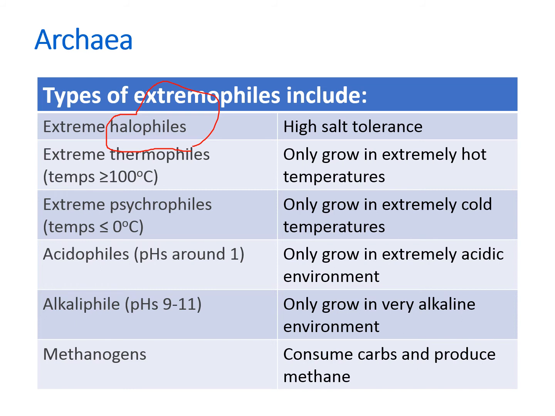You have extreme psychrophiles that must have extreme cold temperatures. So, for example, these organisms might live in the Arctic ice. You have acidophiles that need pHs around 1, and they only grow in extremely acidic environments. Alkalophiles live in very alkaline environments. And methanogens are organisms that consume carbohydrates from their environment and then they produce methane as a waste product. So they like high methane environments.